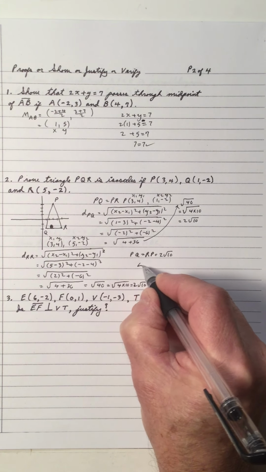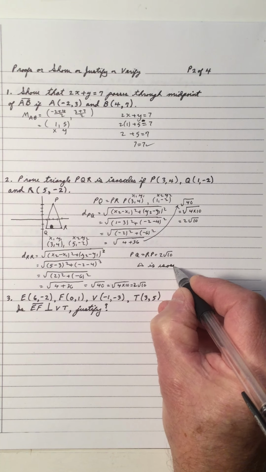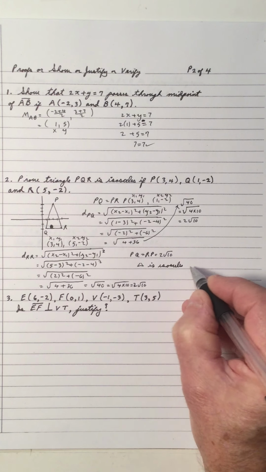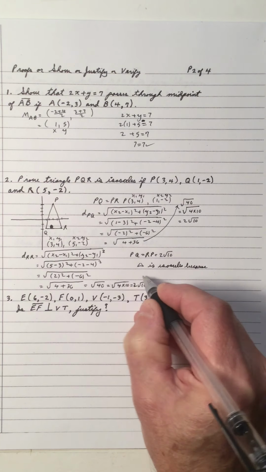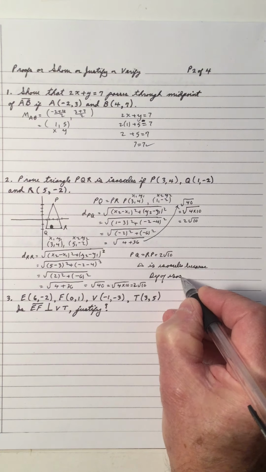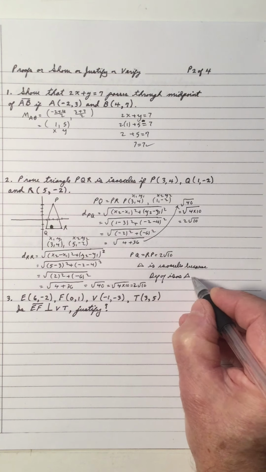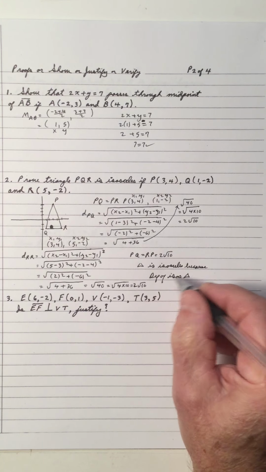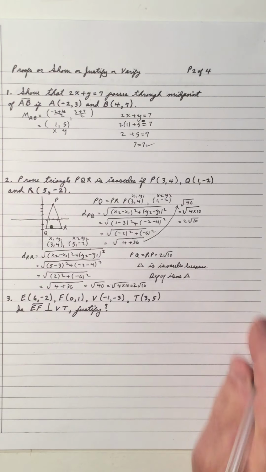So the triangle is isosceles because two sides are equal, or because of the definition of an isosceles triangle, ISOS for isosceles. So the triangle is isosceles because two sides are equal. Okay, let's do another proof.